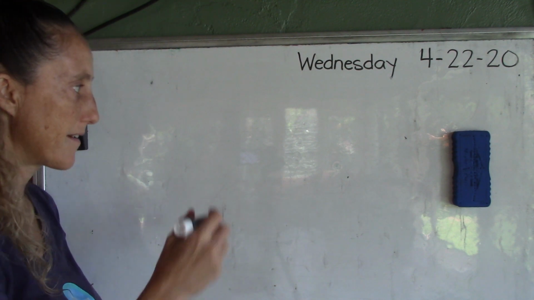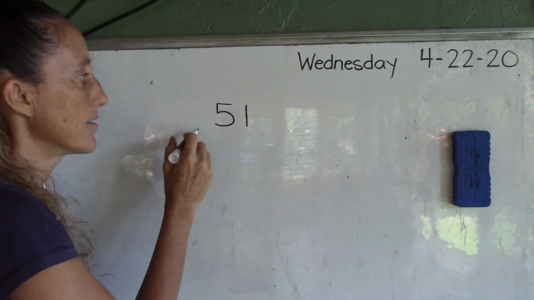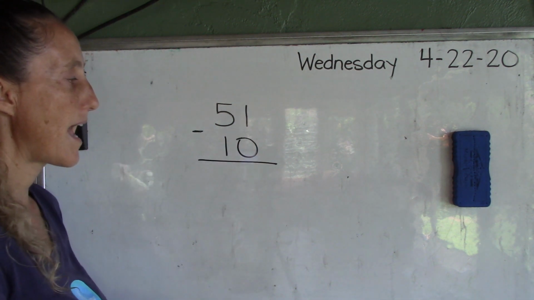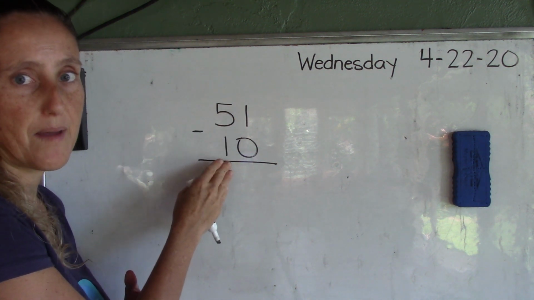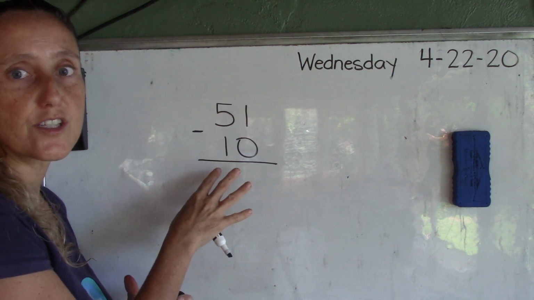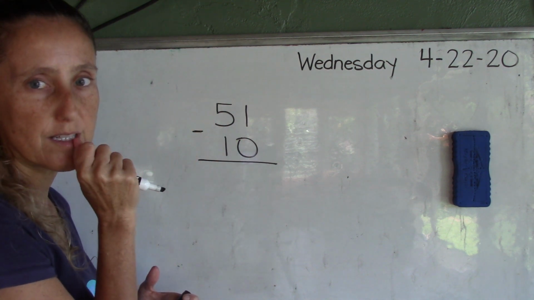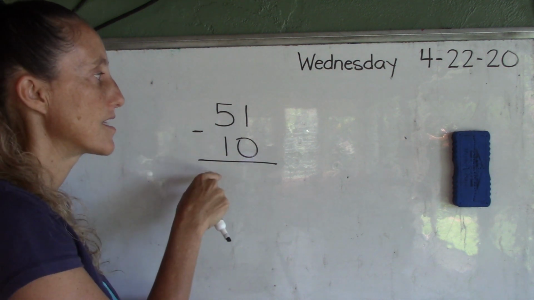Well, if I have 5 groups of 10 and 1 single, and I take away 10, how many do I have? Now there's 2 ways to do it. You can write it out like this and do the math, or you can just know 10 less than 50. So what do you think 10 less than 50 is? And then let's check your answer.